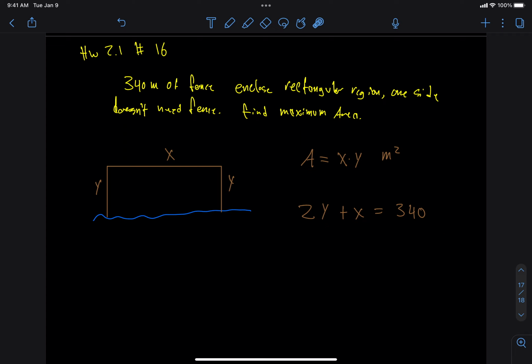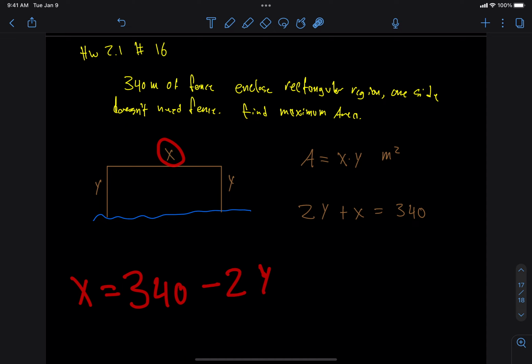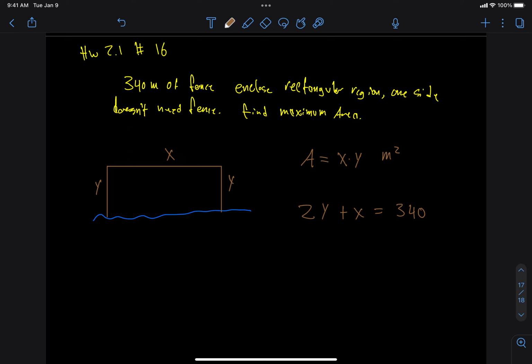how much fence is used here in the following way. The amount of fence which I use here is going to be my original amount of fence minus however much I use on the sides. See what I mean? Is that clear? So however much fence I use on the sides, I have 340 minus that much left over. So you can get this by just rearranging this equation, 340 minus 2y.